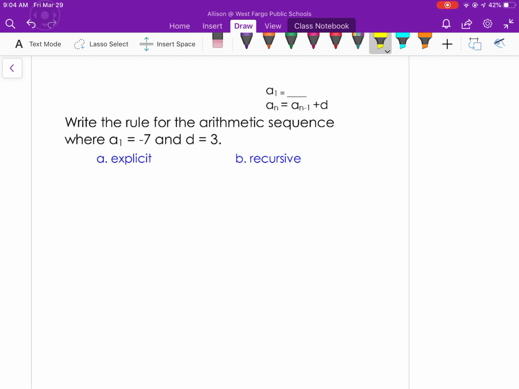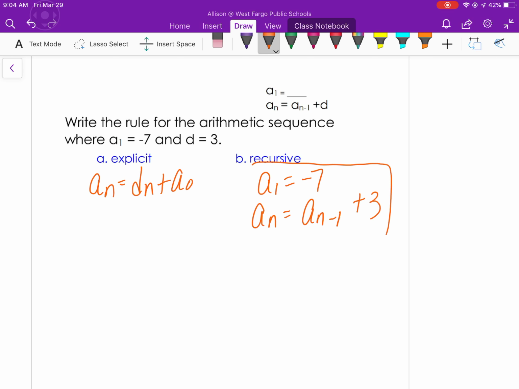Let's just practice writing an arithmetic series in an explicit rule and a recursive rule, and then we'll be done. So a sub n for explicit rule is dn plus a sub 0. Recursive rule is the first term is negative 7, and then the next term you have to take the previous term plus your d, so plus 3. So the recursive rule tells me to add 3 to my previous term. In explicit rule, I do have to find a sub 0. So if I'm adding 3 every time, take negative 7 and subtract 3, a sub 0 will be negative 10.